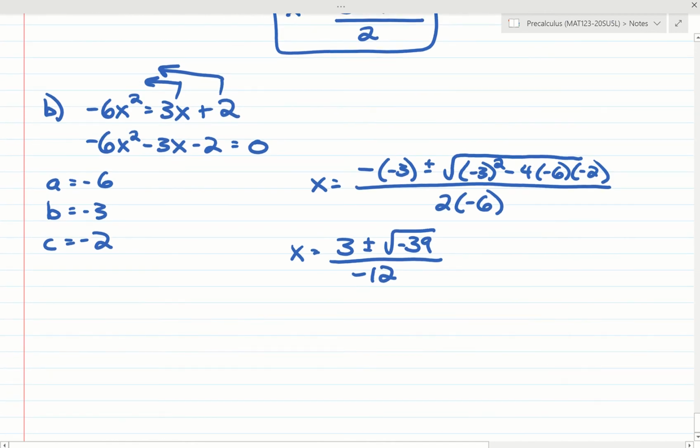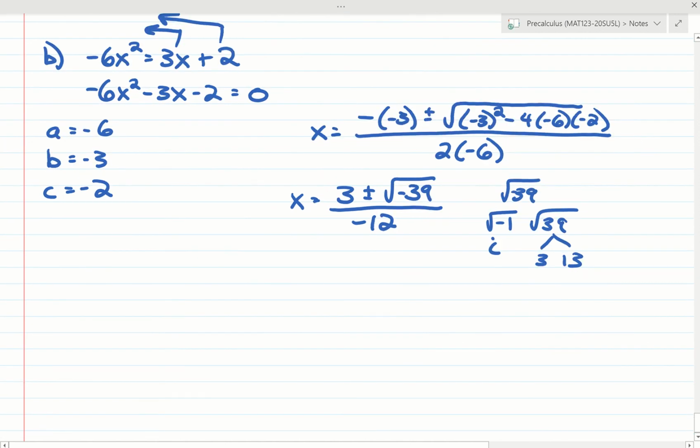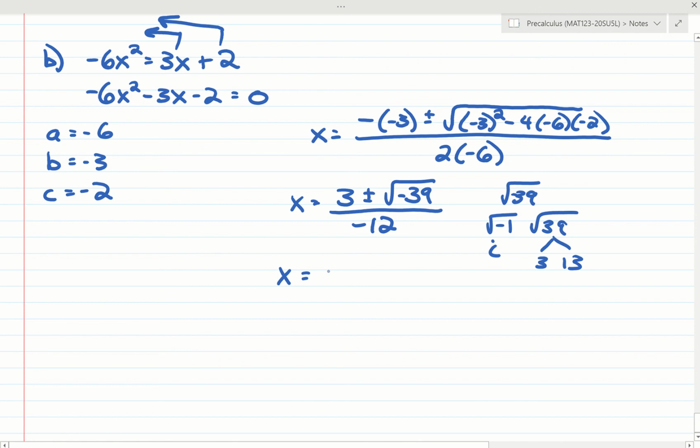Let me just make sure I did that right. 4 times 6 is 24, so negative 48, so 9 minus 48 is negative 39. It's negative, so we know we're going to have to take out that negative 1, which turns into an i. But the square root of 39 is just 3 times 13, and that's not going to reduce. So as far as our final answer, we could write 3 plus or minus i root 39 over negative 12.